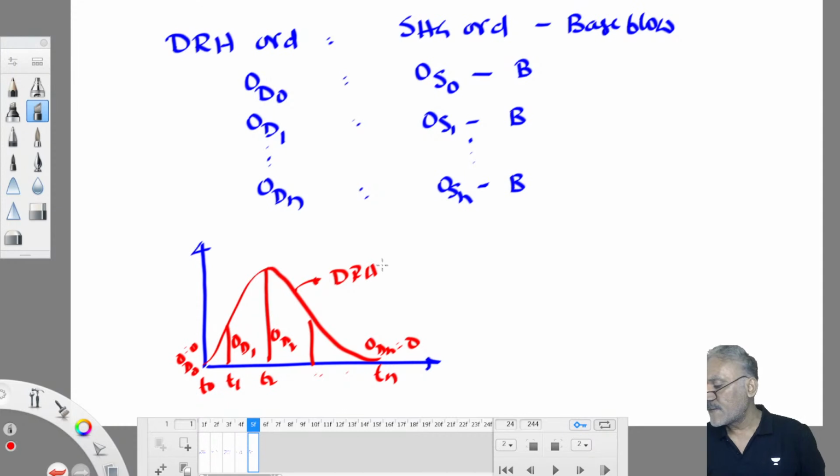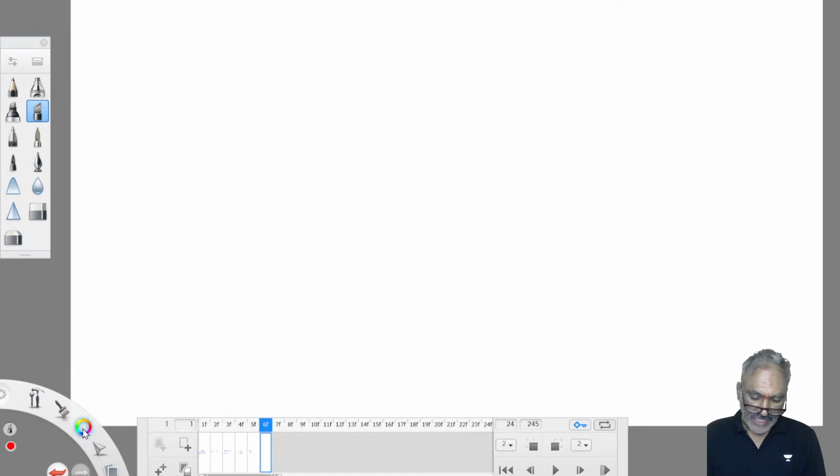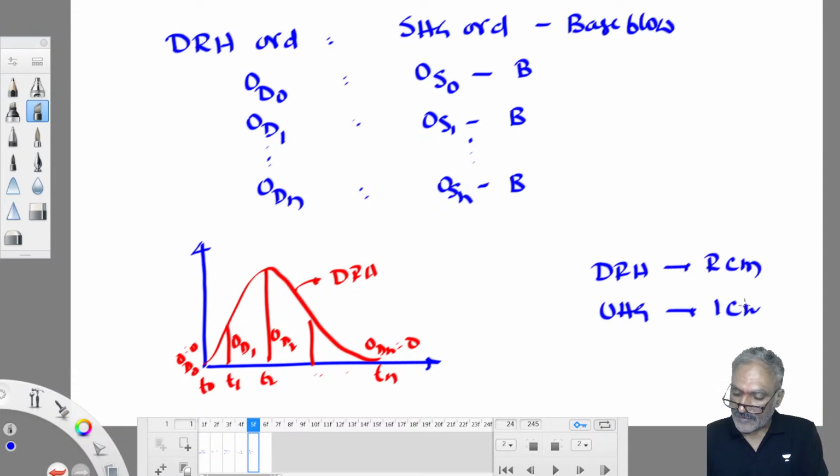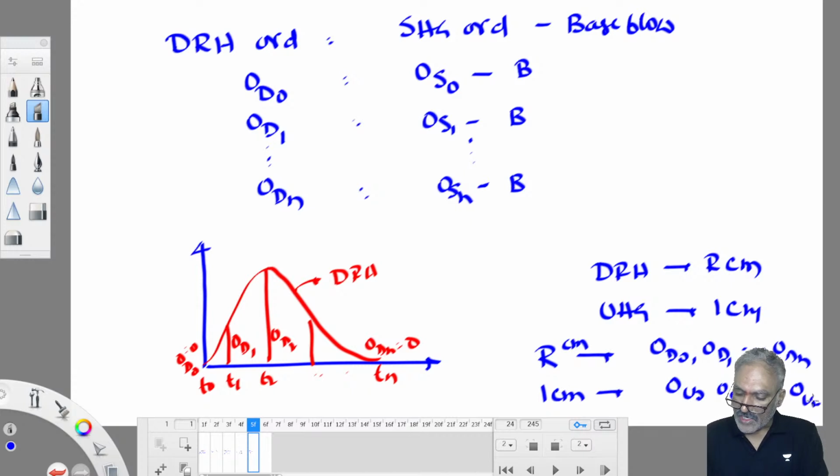But what is our idea? We have to derive one unit hydrograph. To derive the unit hydrograph, we use time invariance and linear response assumptions. So the unit hydrograph ordinates are obtained for 1 centimeter. Direct runoff hydrograph ordinates represent R centimeter runoff, while unit hydrograph ordinates represent 1 centimeter runoff. For R centimeter, the ordinates are OD0, OD1, ..., ODN. For 1 centimeter runoff, the ordinates are OU0, OU1, up to OUN.